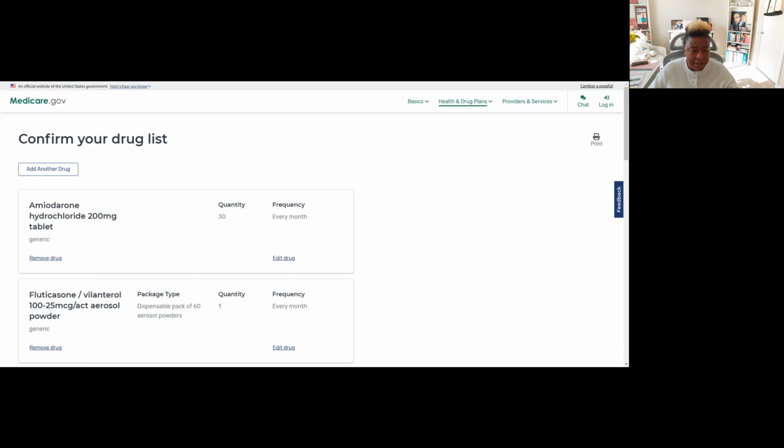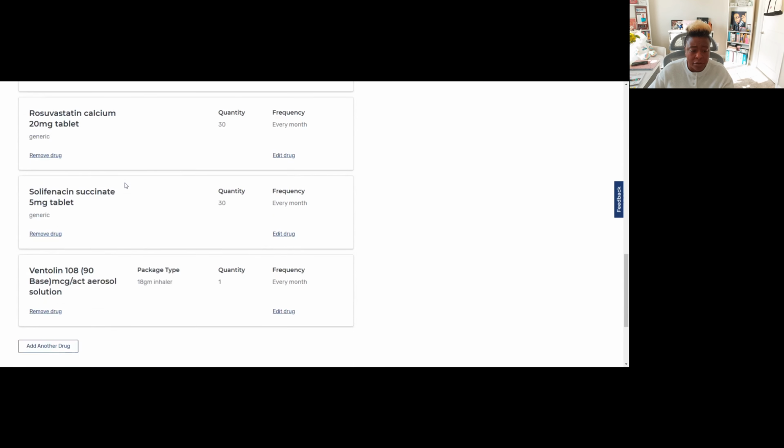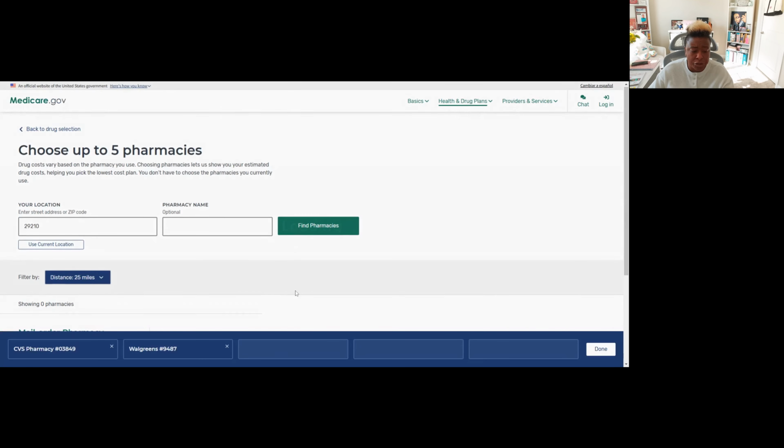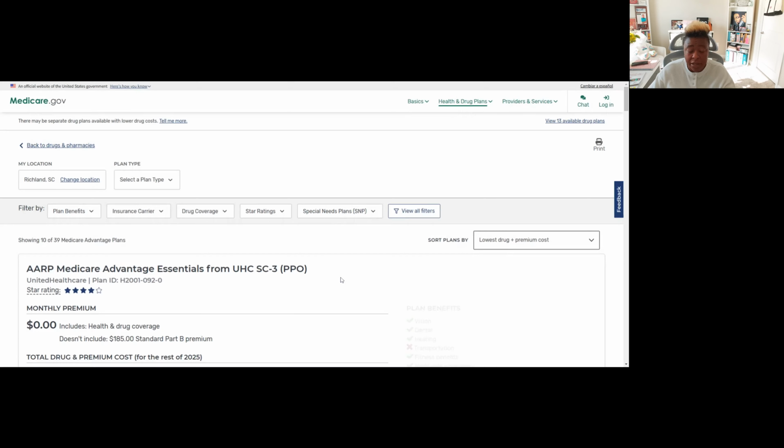When we're looking at this, I've already put all the drugs in. What I want to call your attention to is this fluticasone vilanterol, which is the generic for Breo Ellipta. We scroll down, click done adding drugs. I chose a CVS and a Walgreens, and then I'm going done. We're doing it for Richland County in South Carolina just because that's where I live and I'm more familiar with the plans there, but this works no matter where you're at. I would use the same logic in recommending which plan.